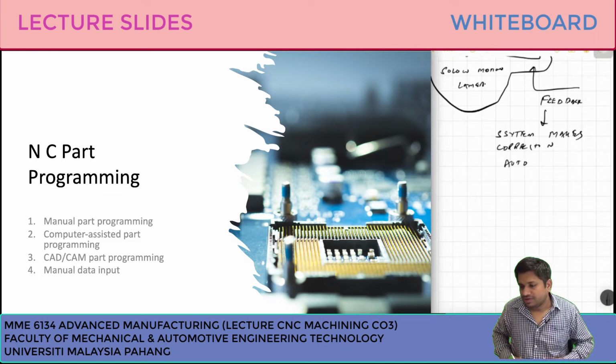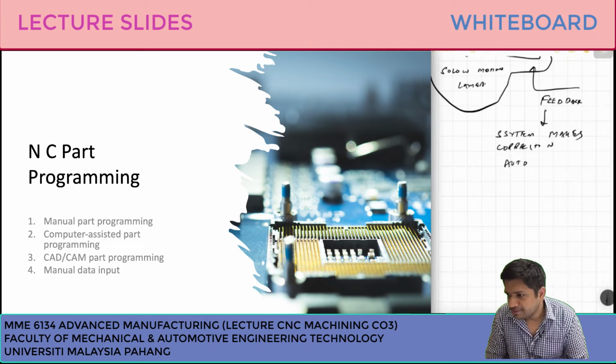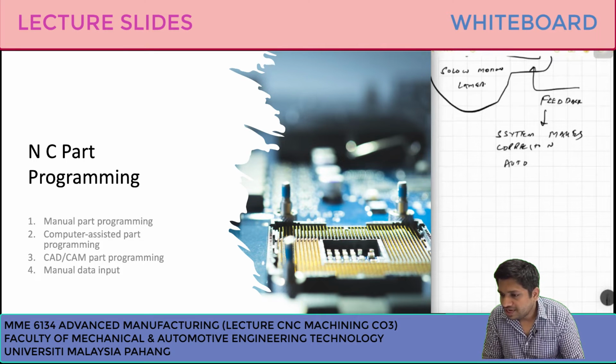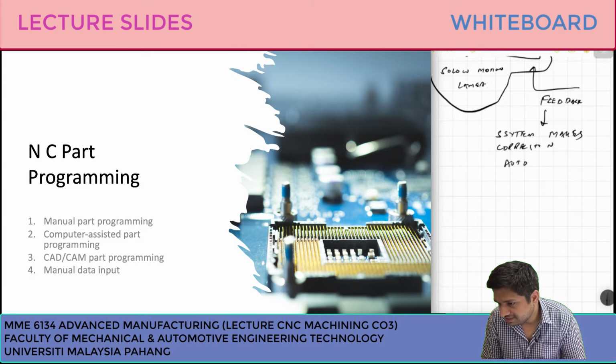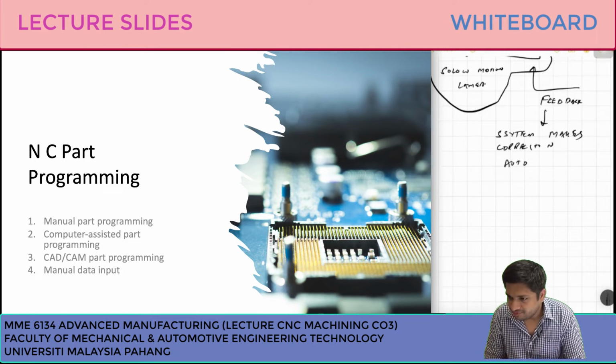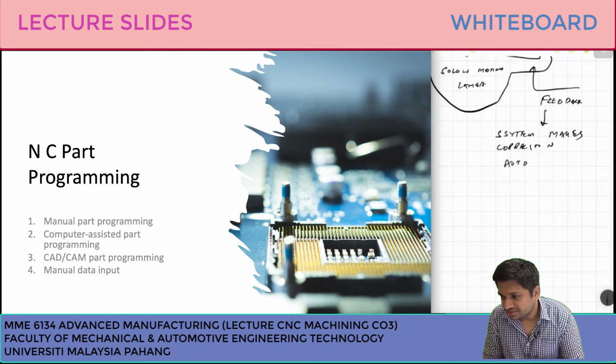So this was all about the interface of the machine. Next we move on to NC part programming. So now is the time that we start to learn about the programming and the basics of programming. But before we start, we need to understand what are the different types of programming that we can give to a CNC machine.